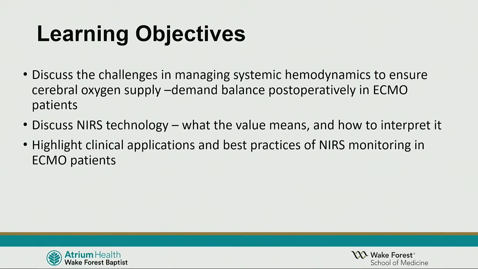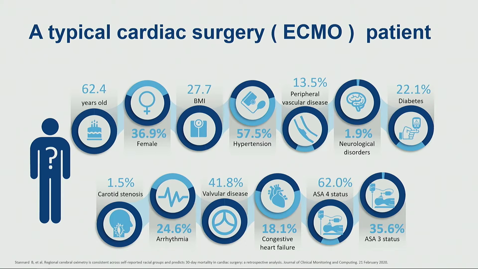So learning objectives, lots of words on this slide, but essentially we're going to talk about some of the challenges. Why do we need something like near-infrared spectroscopy to maintain a balance between systemic hemodynamics to ensure cerebral oxygen supply demand, specifically both post-operatively and in ECMO patients. And then we'll discuss some NIRS technology, what the value itself means and how to interpret it, and some relevant clinical applications.